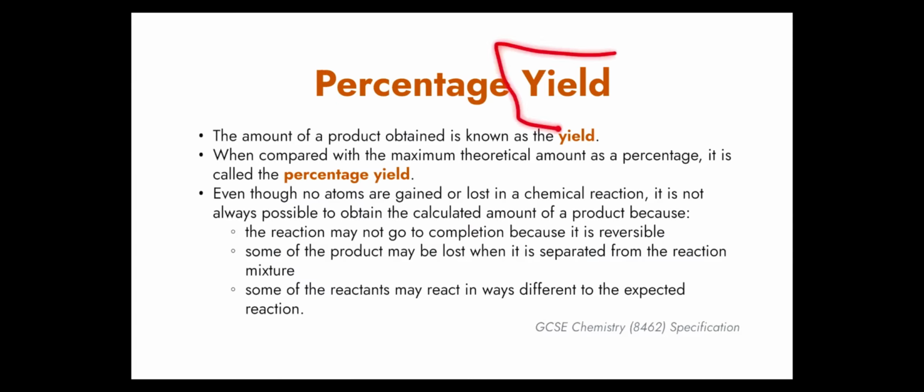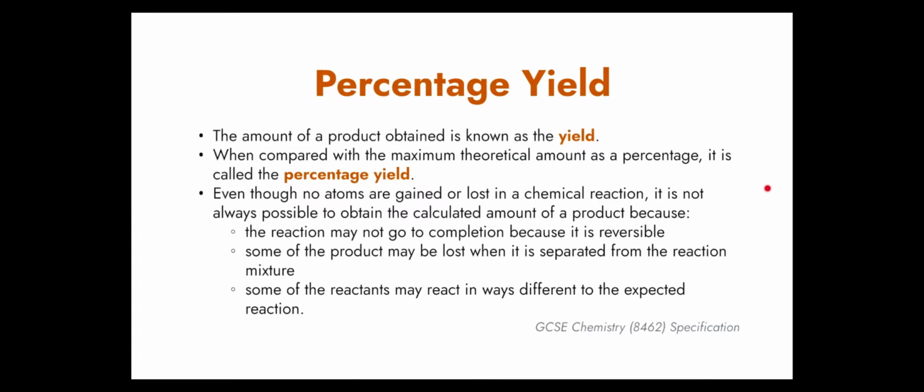Yield, as it's described in the AQA GCSE chemistry specification, is the amount of the product that is obtained during a reaction. And when we compare this amount with the maximum theoretical yield as a percentage, we get percentage yield.